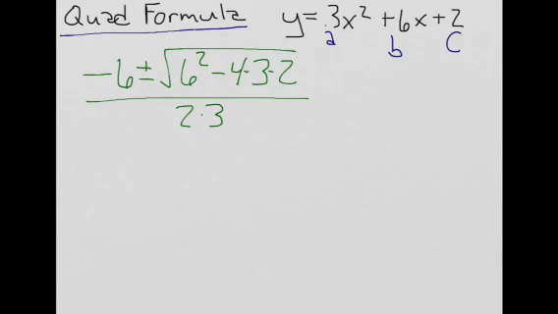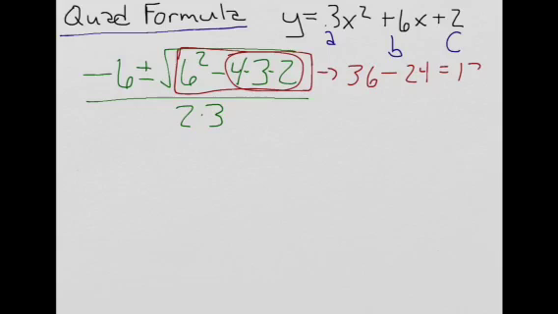Then we're going to go about doing this math. So I like to always start with the discriminant. So we're going to get 36 from 6 squared minus 4 times 3 times 2, which is 24. So this gives us 12.